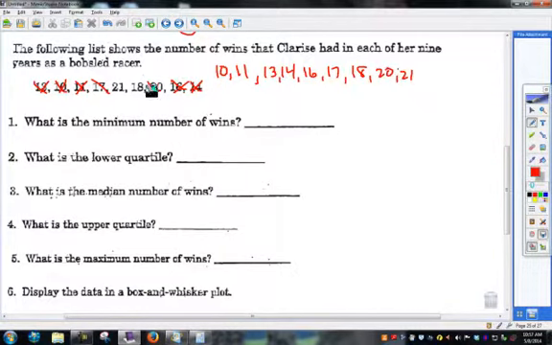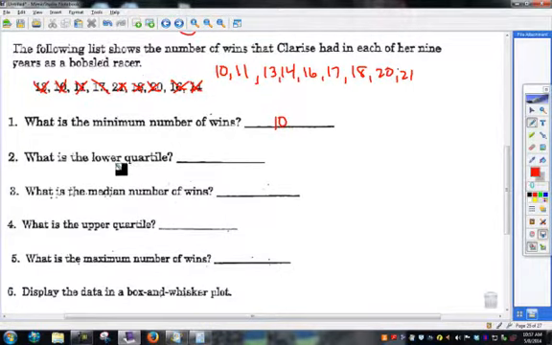Now remember, a little bit of a trick. Always go back and count your numbers to make sure you didn't miss one. 1, 2, 3, 4, 5, 6, 7, 8, 9. So we're good. Now it's easy. You don't have to go searching through there. What is the minimum number of wins? Well, it's 10. What is the lower quartile? Oh, okay. So we have to do some work here.